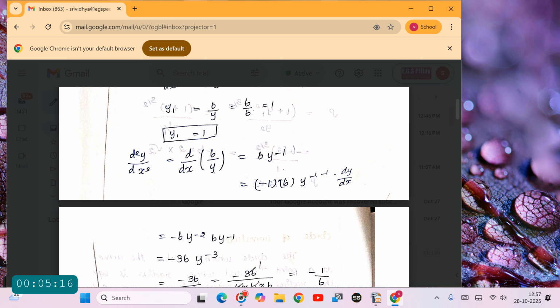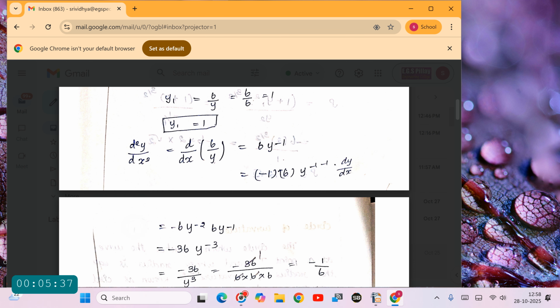For framing the equation of the circle of curvature, the first requirement is to find y1 at the point 3 comma 6. Just now we found that y1 equals 1. The second step is to find y2. Next we are going to apply the point 3 comma 6 in y2, that is in d square y by dx square.